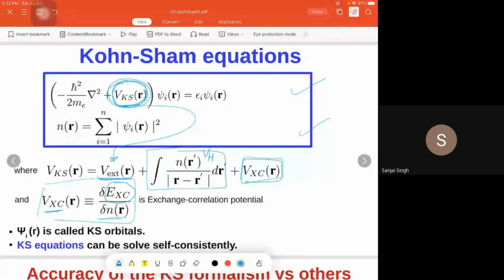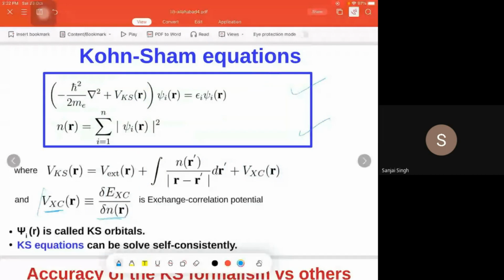For example, if I want to solve this equation, I need to know what VKS is, the Kohn-Sham potential. But to know the Kohn-Sham potential, you see why? Because it depends on the charge density. So if you want to know the charge density, you must know the wave function. These are the single electron wave functions.